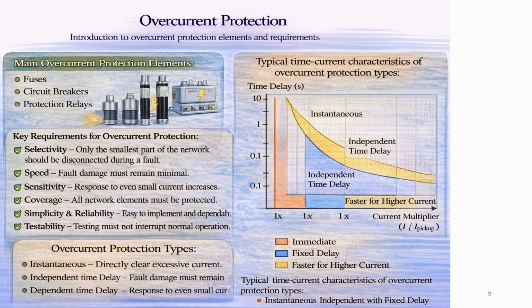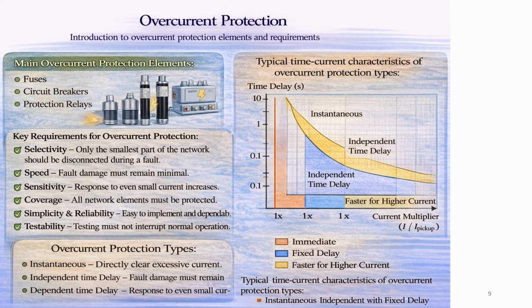Overcurrent protection is also important for generators. It protects against short circuits and overloads. When a fault occurs, overcurrent protection disconnects the faulty section. To restore supply automatically, reclosing devices are often used. The measured quantity for overcurrent protection is current. Overcurrent protection operates when the current exceeds the preset pickup value.